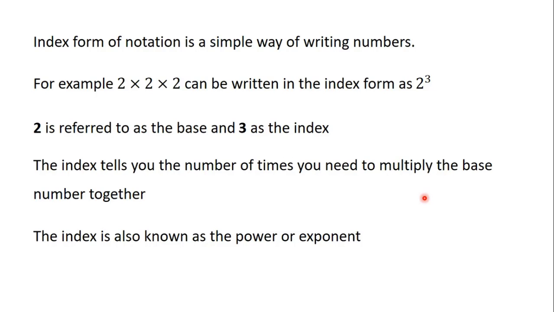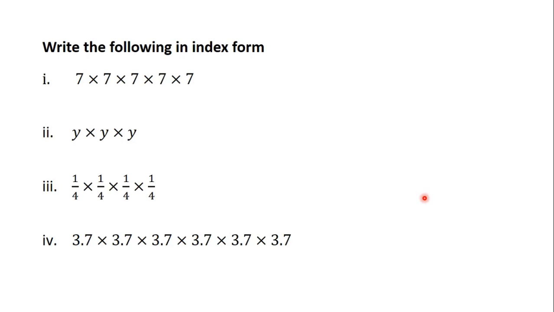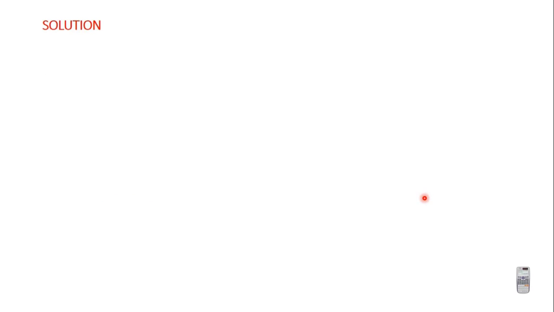Okay, let's pick some questions and see how to write numbers in their index form. Write the following in index form. You have been given 4 questions here. You will solve them one after the other. So we pick the first one: 7 times 7 times 7 times 7 times 7. So we have 5 of the 7s here: 1, 2, 3, 4, 5. So 7 is multiplying itself 5 times.